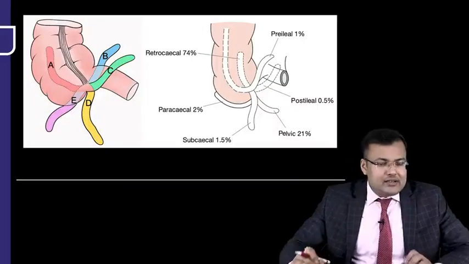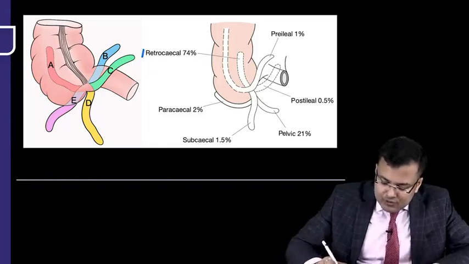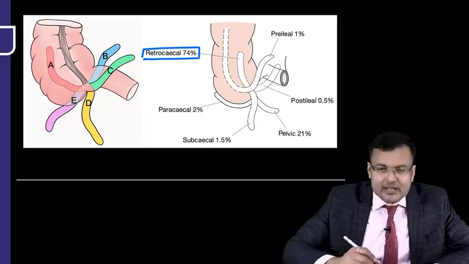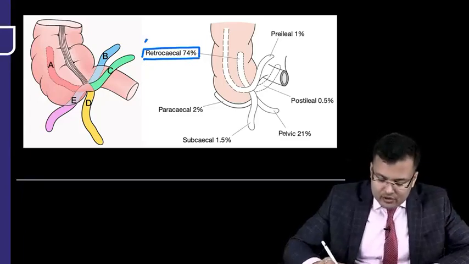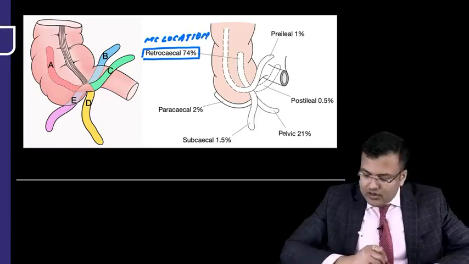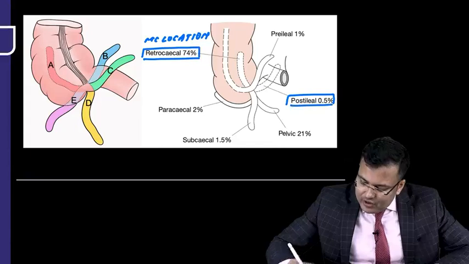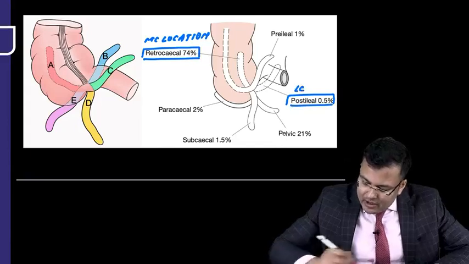Now the questions are asked in relation to the position of appendix. So what is the most common location? The most common location is behind the cecum, that is retrocecal. What is the least common location? You can see it is post-ileal. So post-ileal is the least common.